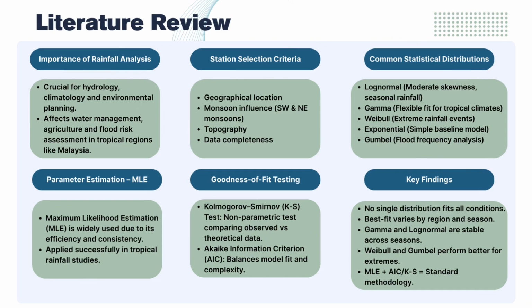Next, rainfall analysis is crucial for hydrology, climatology, and environmental planning, especially in tropical regions like Malaysia. It helps with water resource management, agriculture, and flood risk assessment. Studies show that no single statistical distribution fits all rainfall conditions. Common models include log normal, gamma, Weibull, exponential, and Gumbel. Each has different strengths: gamma and log normal are stable across seasons, while Weibull and Gumbel are best for extreme events. MLE is widely used to estimate model parameters due to its efficiency and consistency.